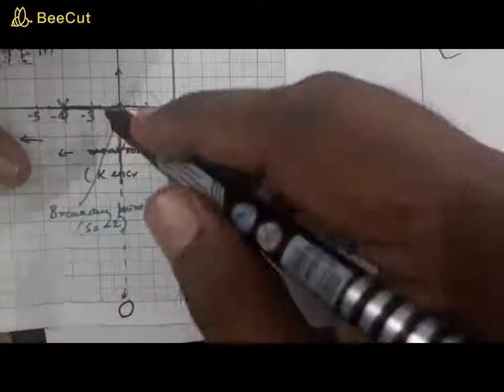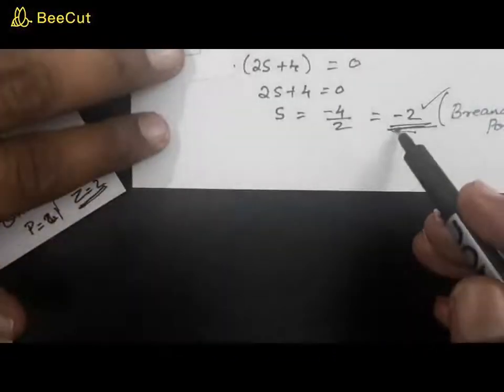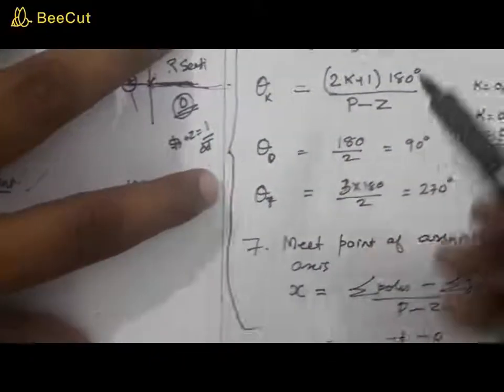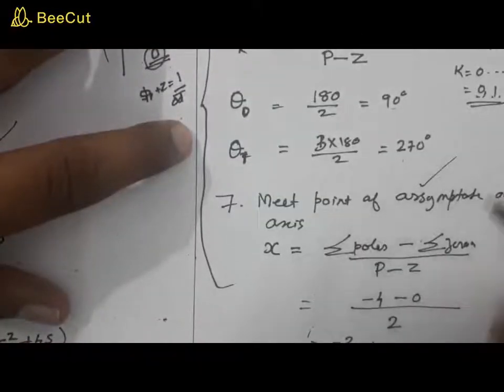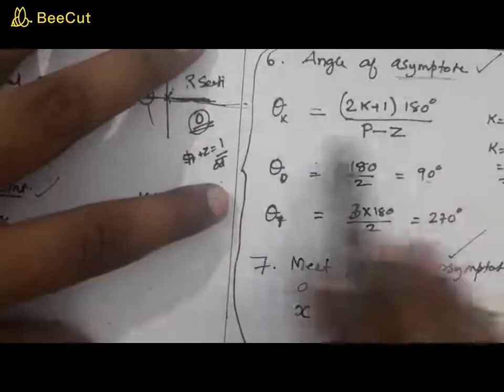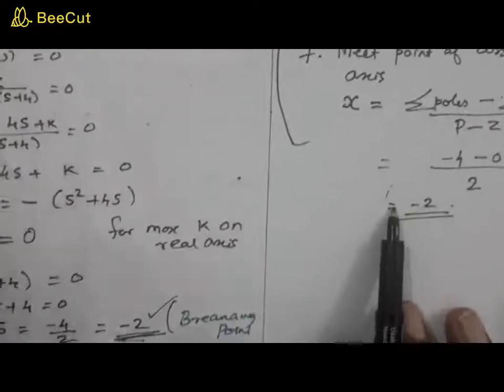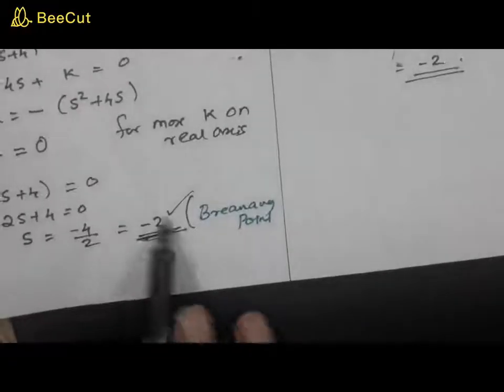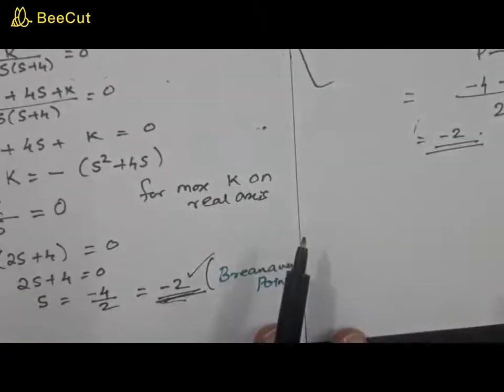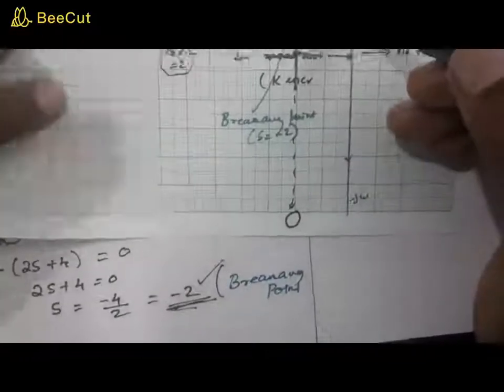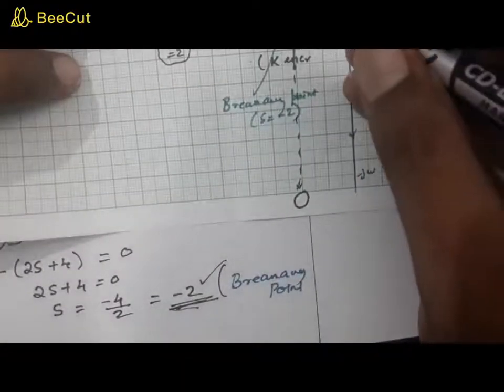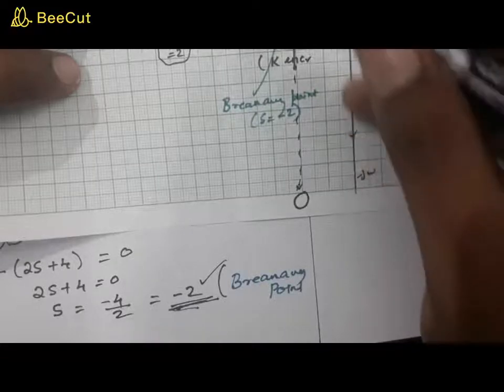Then we want to know in which direction the root proceeds as k increases beyond this -2. That can be found out by drawing an asymptote. In order to draw the asymptote, you require two things: one is the angle of the asymptote, the other is the meeting point of the asymptote on the real axis. Using this expression, we have found the angle of asymptote and the meeting point. In this particular problem, the meeting point happens to be equal to the breakaway point. While drawing, you need to ensure that the anti-clockwise direction is positive. So 90 and 270 you have drawn.